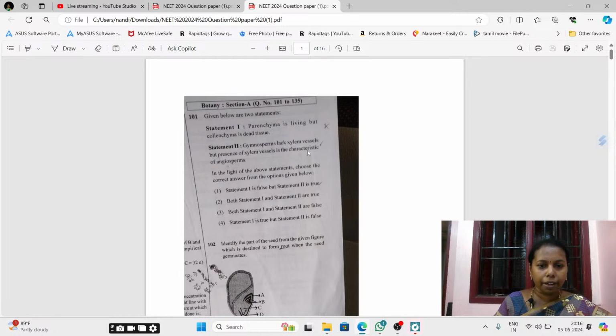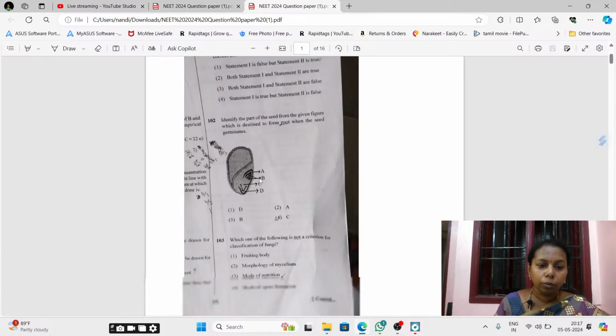The first question: "parenchyma is living but collenchyma is a dead tissue" is a wrong statement. And "gymnosperms lack xylem vessels, but the presence of xylem vessels is the characteristic of angiosperms" is the correct statement. So statement 1 is wrong and statement 2 is true.